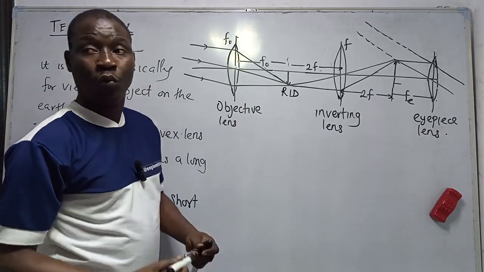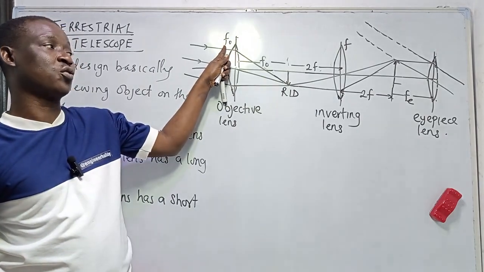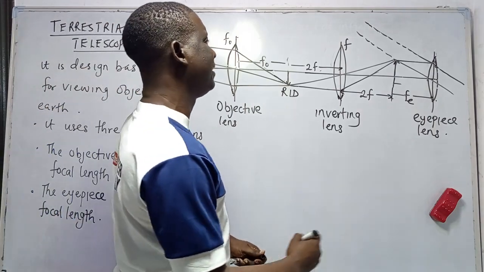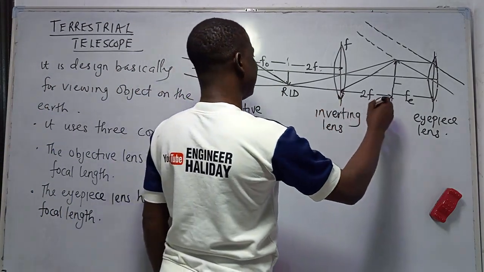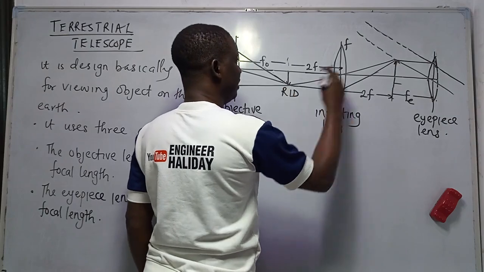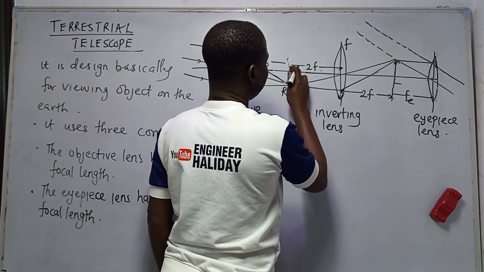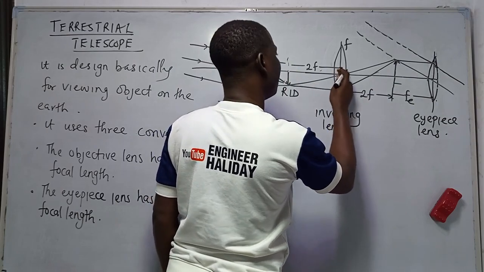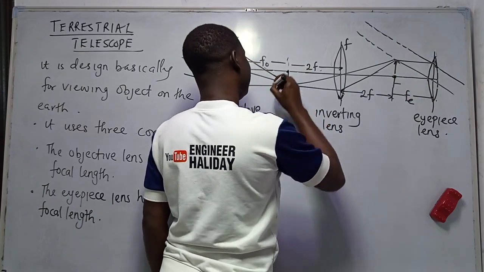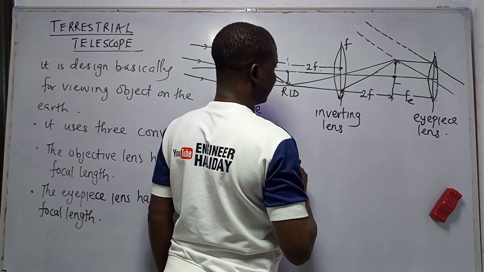They ask you in the exam, what is the image formed by the objective lens in a terrestrial telescope? It is real, inverted, and diminished. What about the image formed by the erecting lens? It is the same size as this image. That's why the distance from here to here is 2f, and the distance from here is 2f. So this point is like the optical center, or the center of curvature, as the case may be.